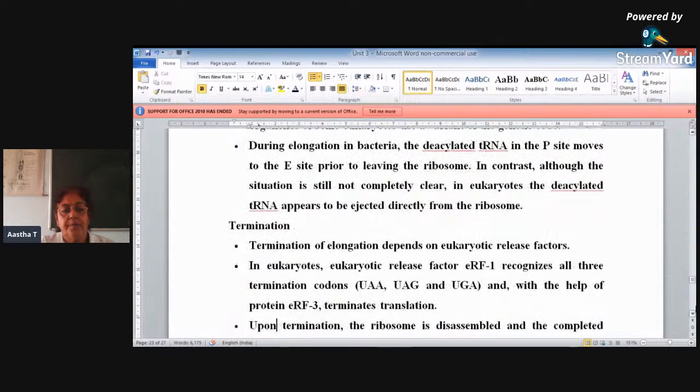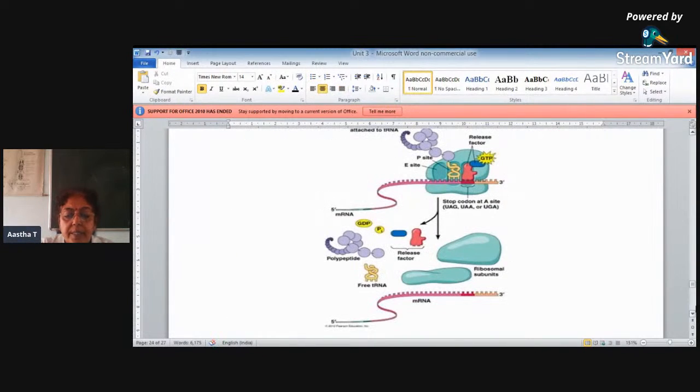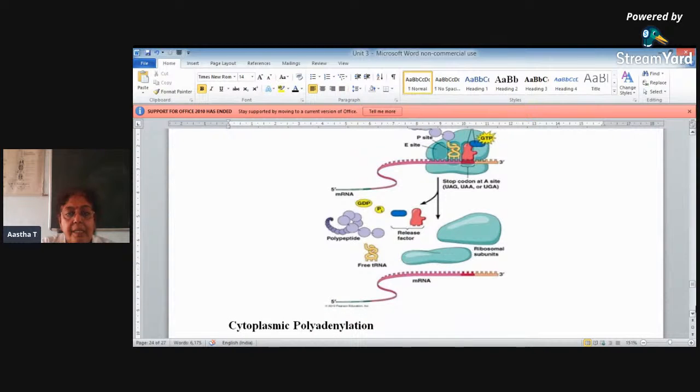Next is termination. Termination depends upon release factors, and these release factors are RF1 only in case of eukaryotes. So RF1 will recognize all the 3 termination codons UAA, UAG, and UGA, and release factor 3 will support release factor 1 for this process. Then the ribosome assembly will break and the polypeptide chain will be released.